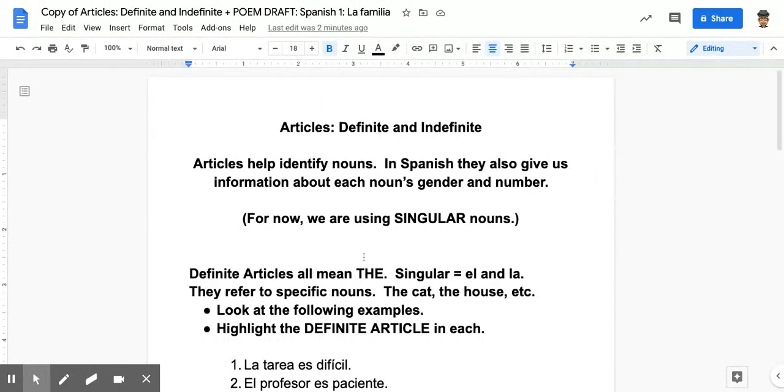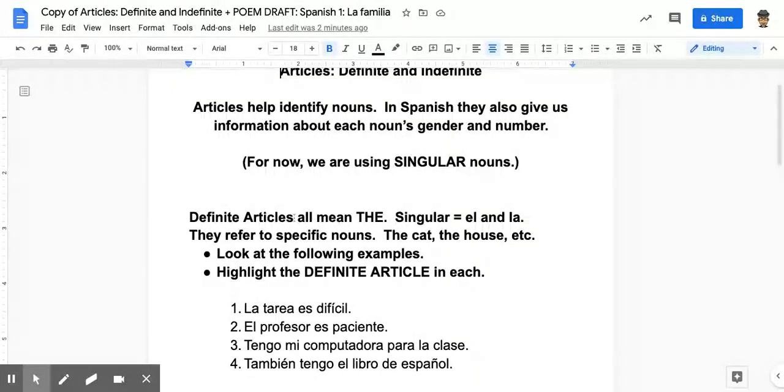All right, first, a review of definite articles. As we saw in the video, definite articles all mean the. The singular definite articles are el and la. Definite articles refer to specific nouns. The cat, the house. Put the cat out of the house. We're talking about the cat that lives here. We're talking about the house that we are in, and I want it outside. We're not talking about some random cat. I'm talking about the cat. So these are definite articles. They refer to specific nouns.